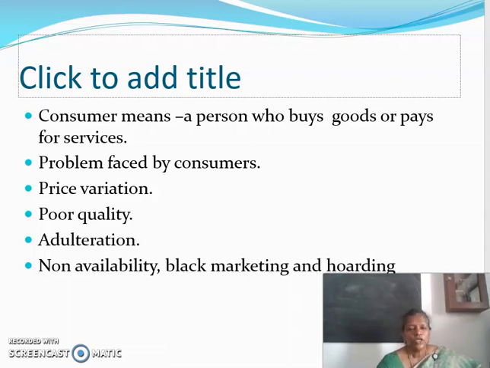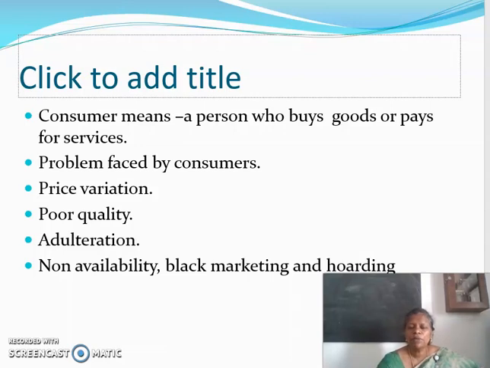Next one is adulteration. Adulteration is nothing but, in order to get profit, they are adding or deleting or removing certain substances in order to lower the quality of the product. For example, along with rice they are adding stones, with rava they are adding sugar, milk with water, and so on. For example, chili powder with brick red powder. So everything has been adulterated.